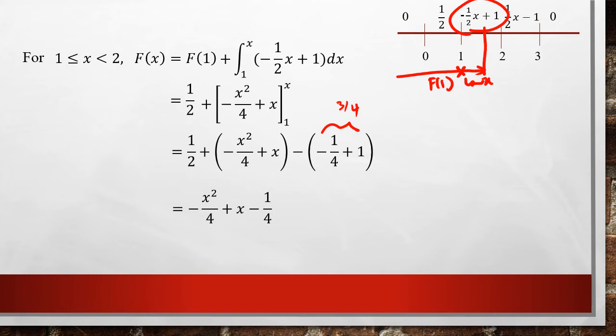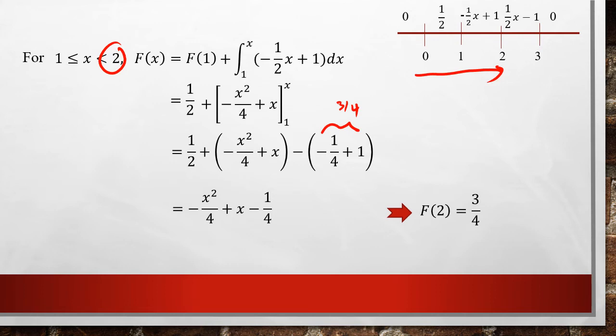Okay, so for this interval, the highest value we have is 2. So we find what capital F of 2 is. After we substitute the value, we get negative 2 squared over 4 plus 2 minus 1 over 4. So this is equivalent to 4 over 4, so negative 1. Negative 1 plus 2 is 1. 1 minus 1 over 4 is 3 over 4. Okay, so this is for the third interval in between 1 and 2.